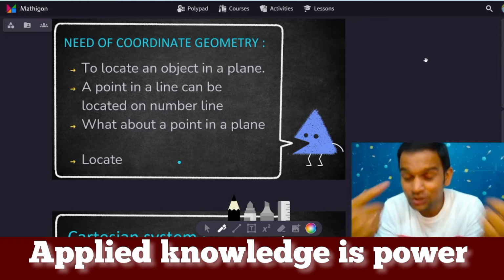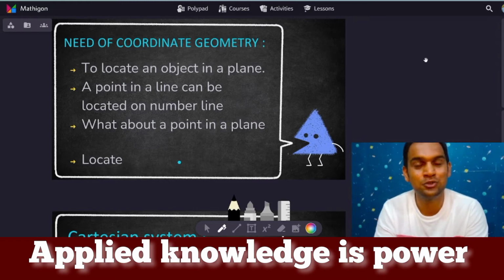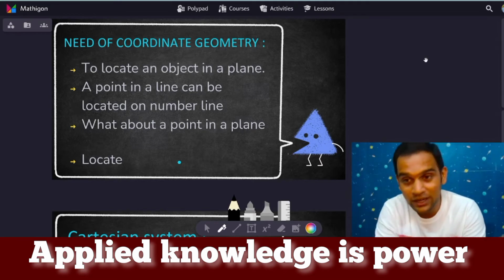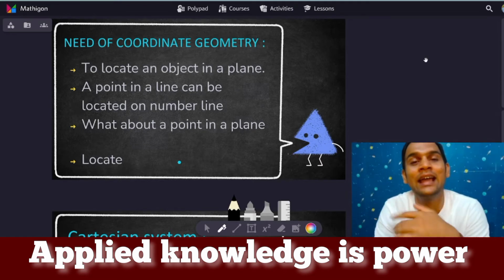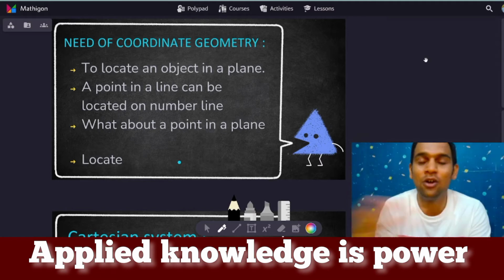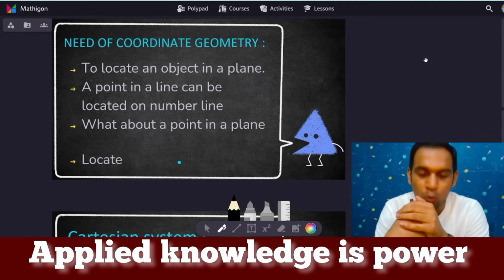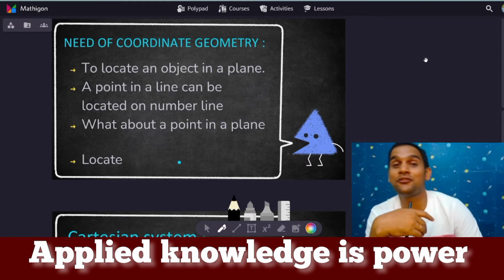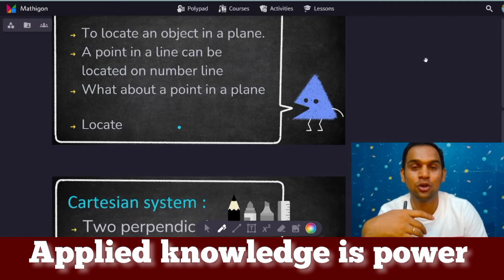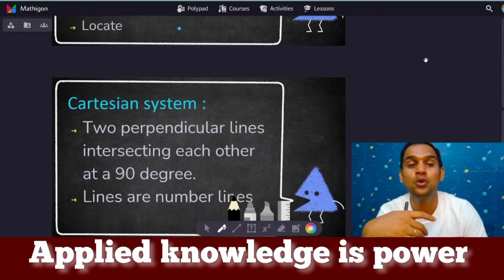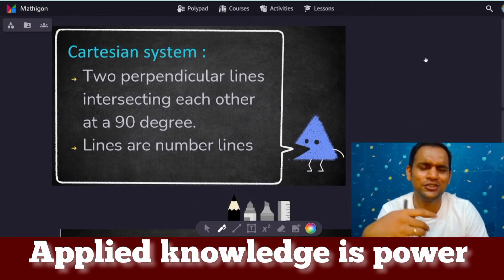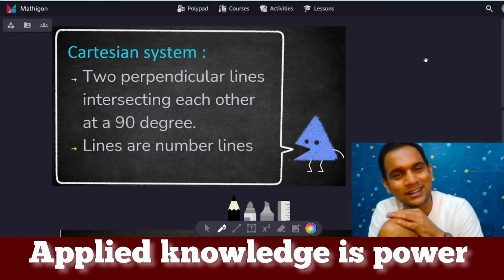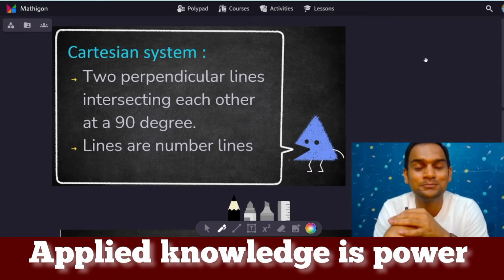Now, because of this understanding, to locate points, to locate a graph, to represent a line on a plane, we developed something called the Cartesian coordinate system. Not we. There was a French philosopher and mathematician called René Descartes who developed the Cartesian system, and there's a very beautiful story related to that.